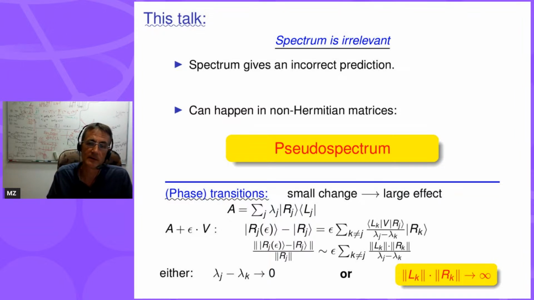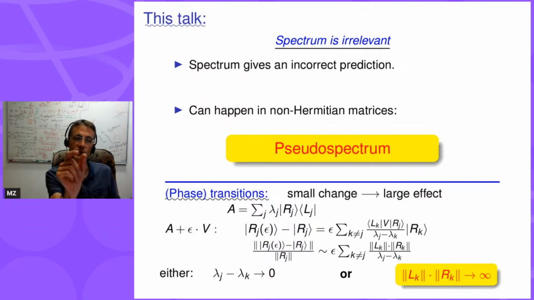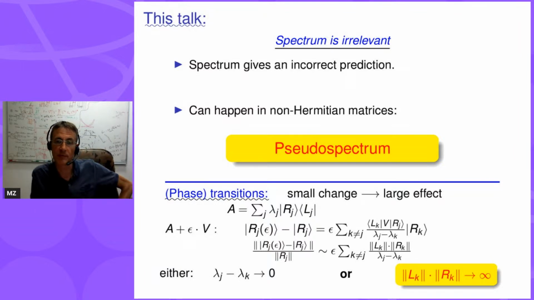Another alternative view of the problem that I want to discuss is sketched here at the bottom. I mentioned phase transitions on the previous slide. A phase transition in a nutshell is a phenomenon where a small change in some parameter gives a large effect. And such situations are of obvious interest, right? You have high controllability.